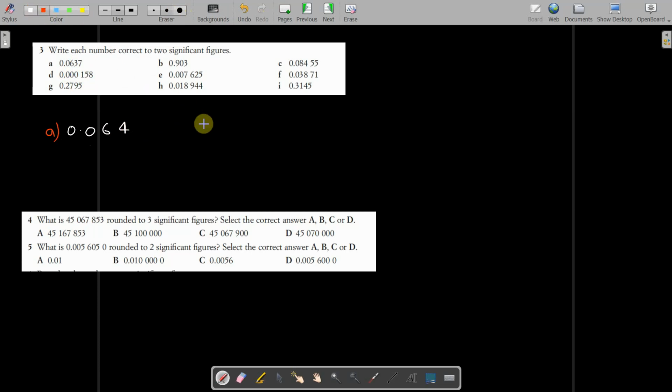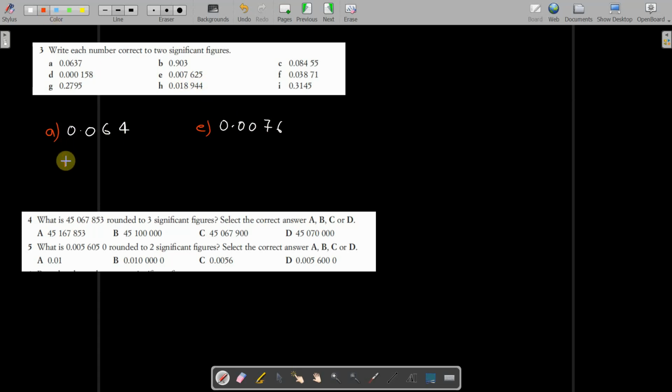I'll just do a couple of these. E, we still want only 2 significant figures, they don't count. So 7, 6 are the 2 significant figures, and it stays as 7, 6. And we can't add zeros at the end. 2 significant figures, 2 significant figures.